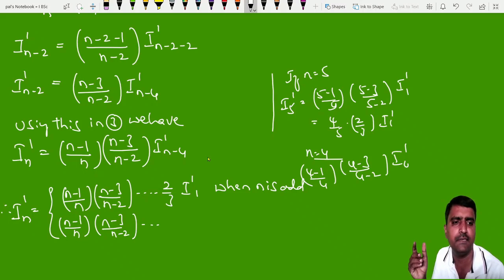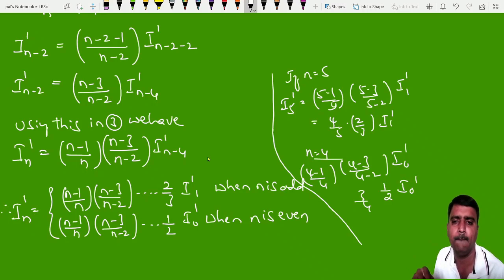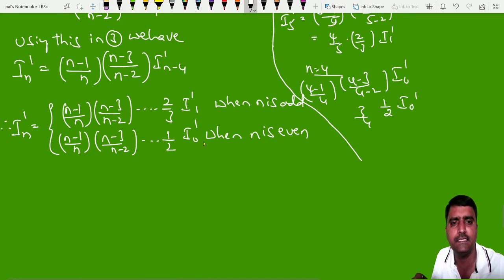Okay, so n minus 1 by n into n minus 3 by n minus 2 and so on. When n is an even number, the last factor is 3 by 4 and then 1 by 2 into I naught dash. That last factor is 1 by 2, into I naught dash when n is an even number. Okay, so what is the value of I1 dash and I naught dash? We need to find those values. I naught dash and I1 dash need to be found out.